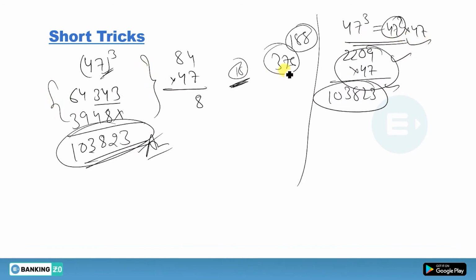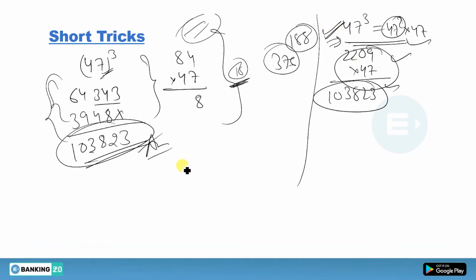It's just a matter of practice. The thing in which you practice, you will be perfect in that. If you practice this method, you will be perfect in this. If you practice this method, you will be perfect in this. So I hope this concept is very clear to you. Clear? Now move to the next one.